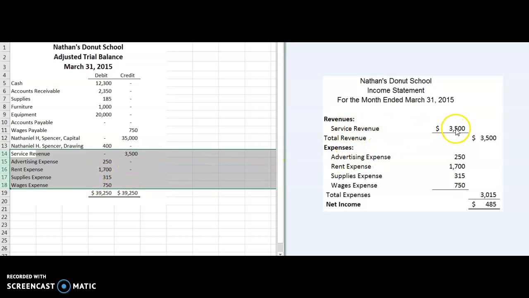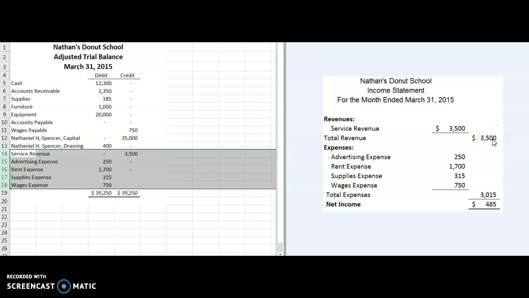So we're going to pull over service revenue of $3,500, advertising expense of $250, rent expense of $1,700, supplies expense of $315, and wages expense of $750.